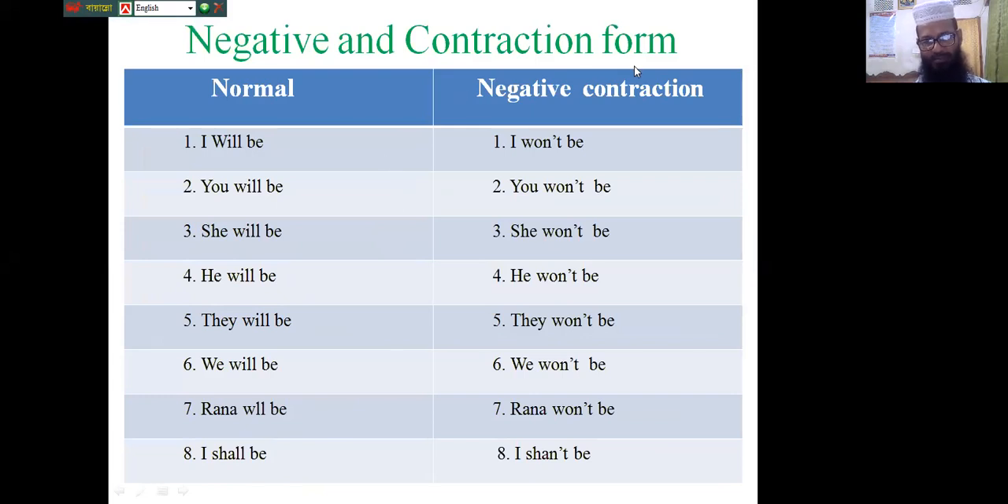Negative and contraction form. At the left row, there are 8 examples of normal sentences, and at the right row, there are negative contractions. I will be, I won't be. Whenever there is contraction, it's a short pronunciation. You will be, you won't be. She will be, she won't be. He will be, he won't be. They will be, they won't be. We will be, we won't be. Rana will be, Rana won't be.